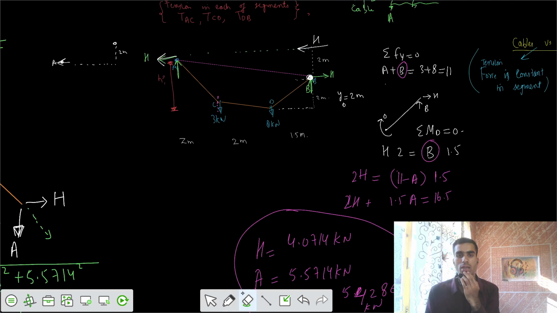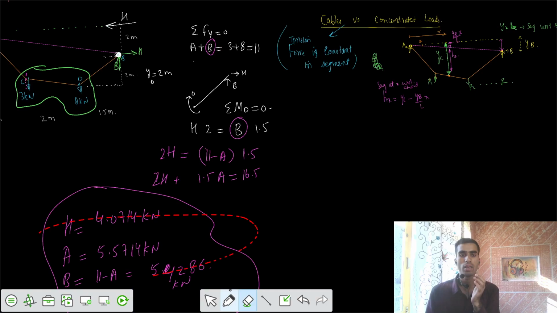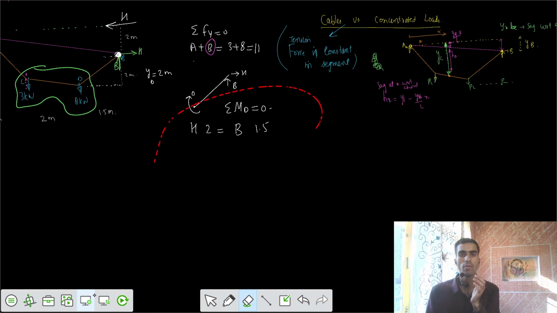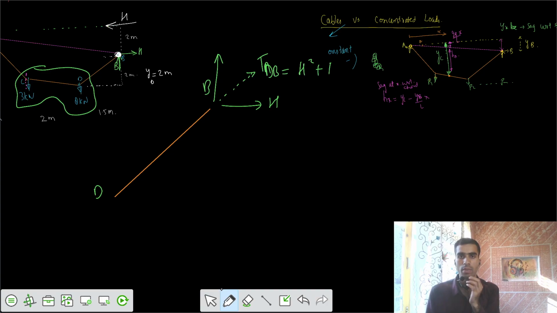Now, the second segment we keep it till now. If you go for the third segment from this side, that's easier to calculate. Let's go for the third segment first. I would say this is the segment C, the third segment that we named D and B. There's some horizontal H, and there's some vertical B, and there might be some resultant that we can call TDB. That is root of H square plus B square.